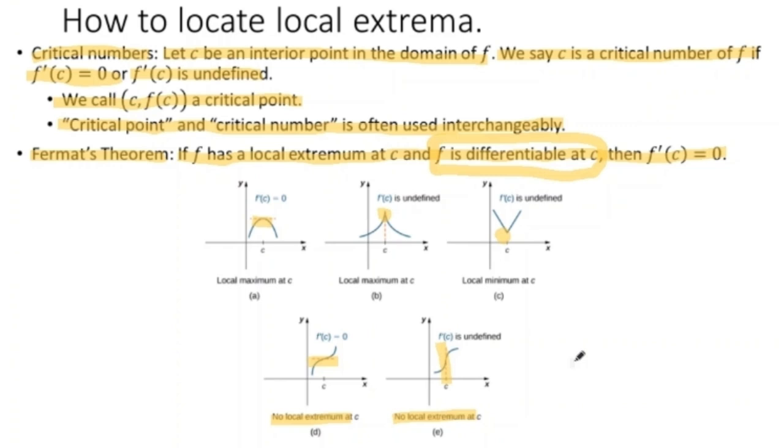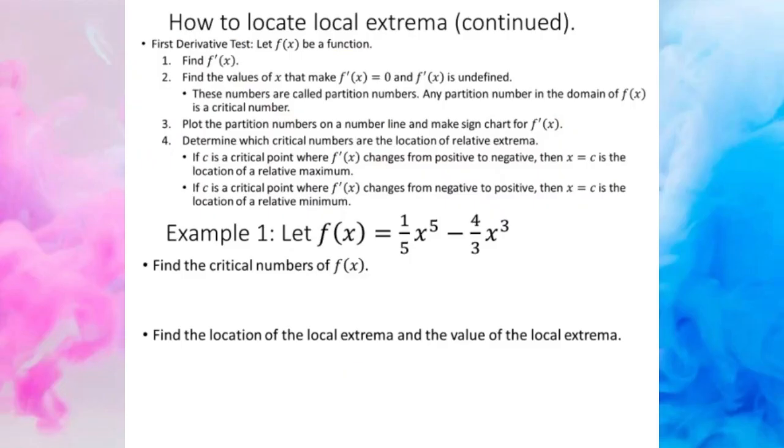Even though we can't guarantee the existence of local extrema at our critical numbers, it at least gives us candidates of where to check for local extrema. Now we're going to discuss how to determine when a critical point is a local extrema. This process that we're going to learn is referred to as the first derivative test. Now the first two steps are how we are going to find our critical numbers.